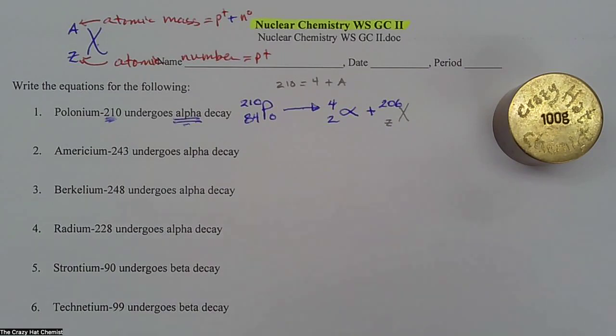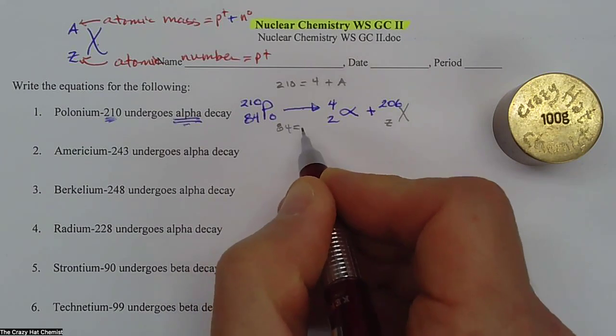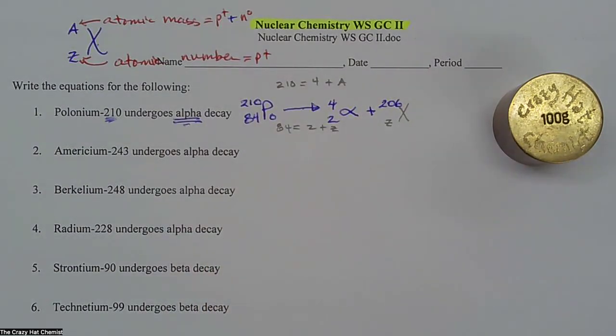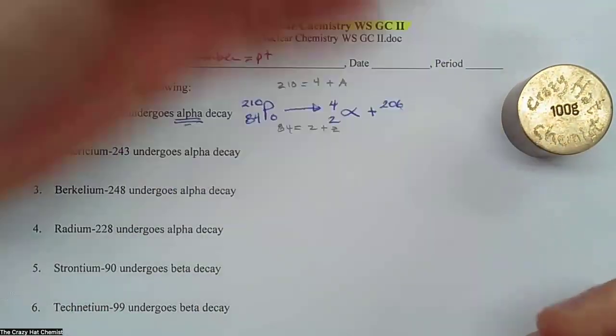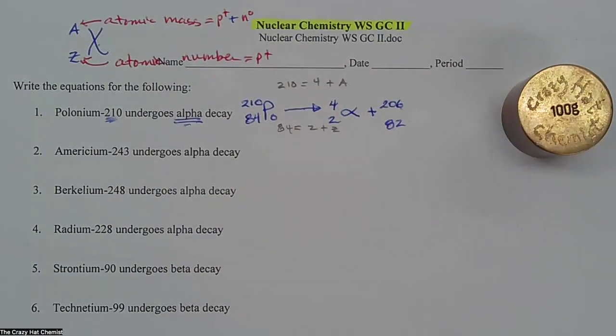Now what we're going to do is take this 84. 84 is equal to 2 plus the Z. And so we're going to do the 84 minus the 2, and then we're going to get 82. So that takes care of the Z. That will be an 82, 82, just like that.